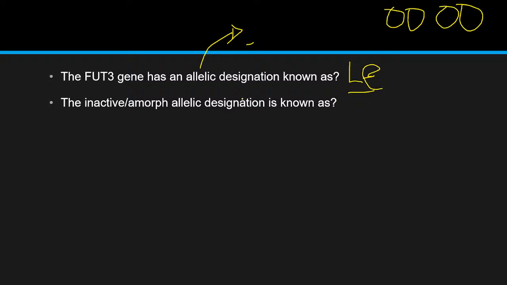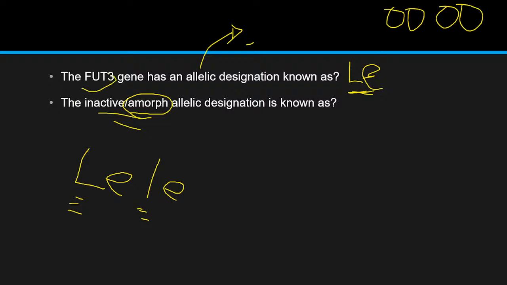in this case, we only have two types of allele. We have the active form and the inactive or the amorph designation. The amorph means that this one is not going to produce any enzyme product, which means there's nothing. It's basically just the absence of the LE. So you have one, the active form, and the amorph form is this one, small letter L. Okay? So this is the allelic designation.